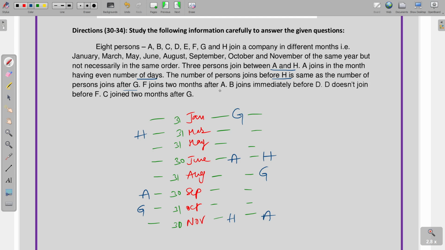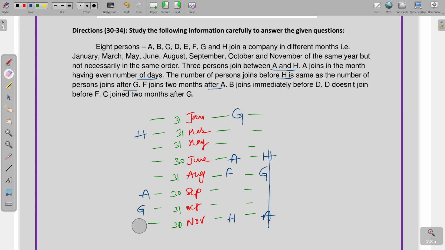F joins 2 months after A. Okay, F is placing here. So there is no place after A for F. That means this one is not correct. Next, B joins immediately before D. And one more point, F joins 2 months after A. So A joins in June, F joins not in September, F joins in August. Okay, so it is a small mistake.